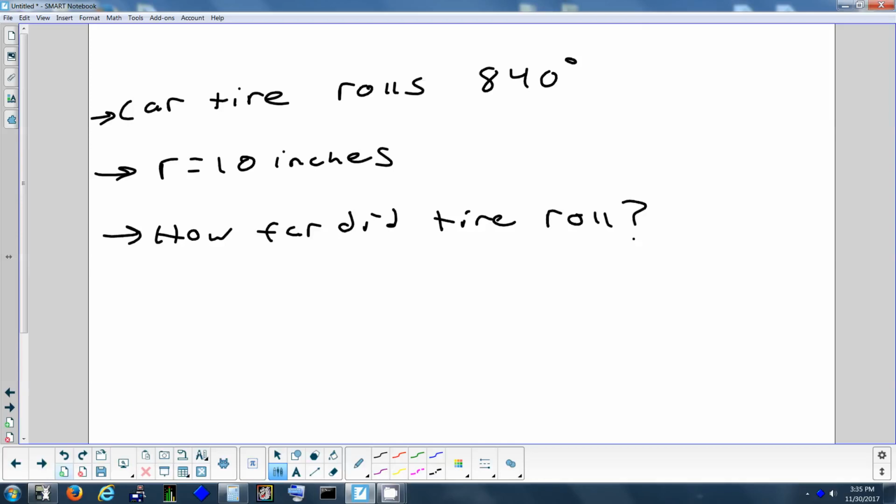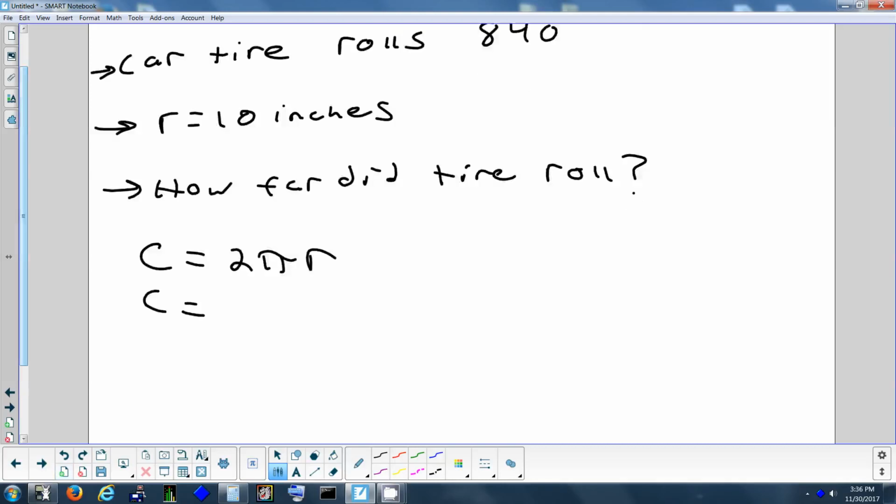What do you think you're going to have to find here to do that? You're going to need the circumference of the tire, because you're trying to figure out how far it rolled. If you cut the tire right there and straightened it out, you could figure out the length of one revolution. So circumference equals 2 pi r, which is 2 pi times 10.